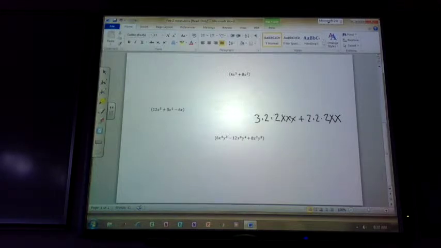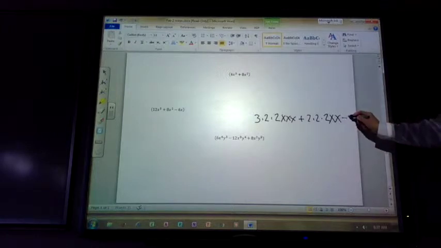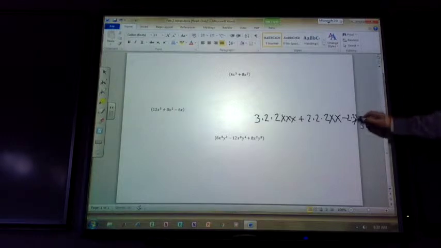Ray, break down 6 for me. What does that break down to? 2 times 3. Is that a minus? I got an X right there. There's supposed to be an X. It didn't fulfill all our stuff.